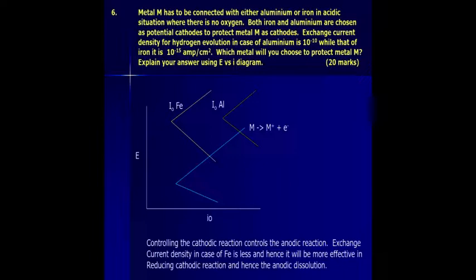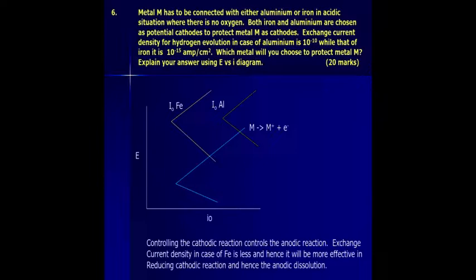So it's a simple question of effect of exchange current density. So you have to see that exchange current density is higher, corrosion is higher. That is the first rule. It gives you 5 marks. You draw this graph, you get another 10 marks. And you answer it correctly, you again get another 5 marks. So essentially what you see is that the exchange current density of hydrogen evolution in case of iron is less, 10 to minus 15 ampere per centimeter square.